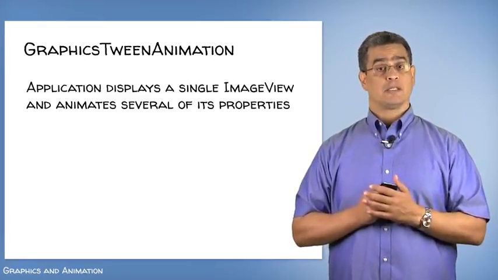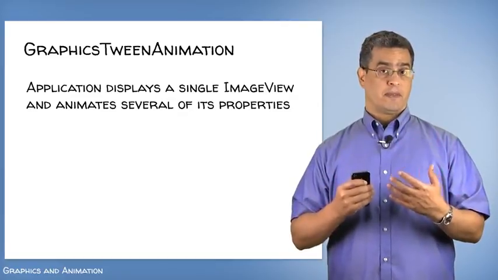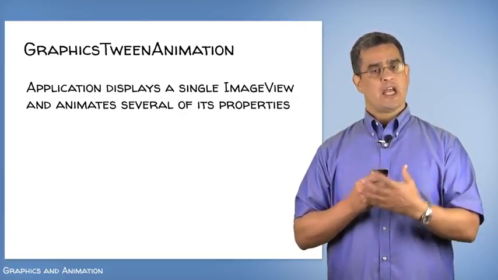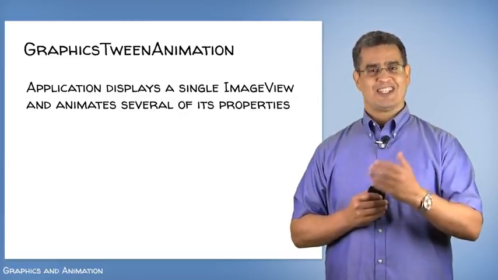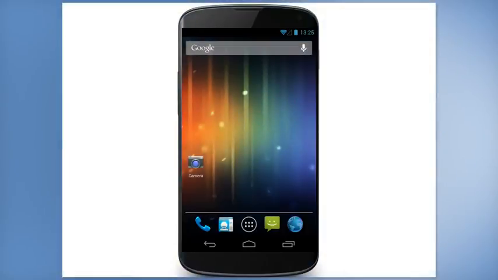When this application runs, it displays the bubble view and then proceeds to animate a number of changes to that bubble. Let's see it in action. When I start up the Graphics Tween Animation application, you'll see the bubble, and then you'll see a series of transformations applied to that bubble. You'll see it fade in, rotate, move, change its size, and finally fade out. And you'll also see that the timing of these transformations is not always linear.